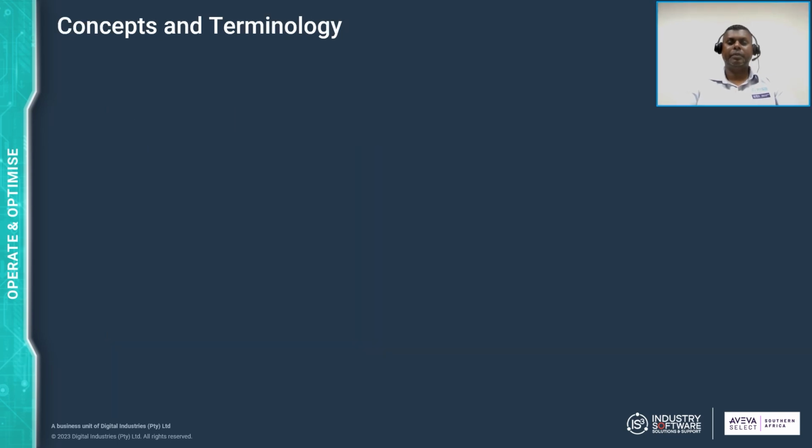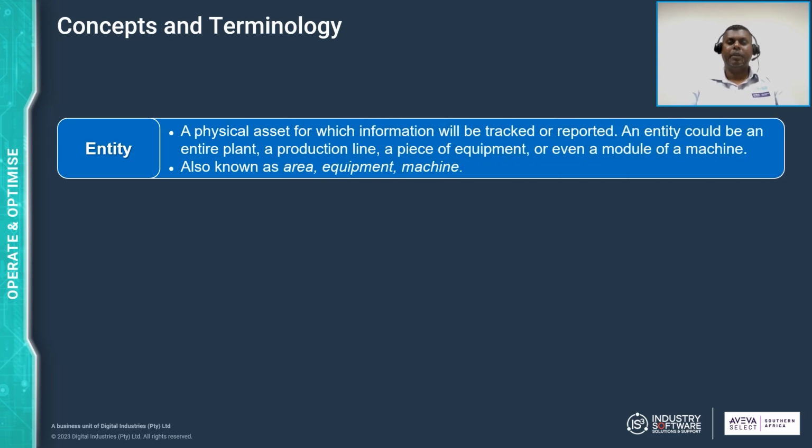Concepts and terminology. Entity. An entity is a physical asset for which information will be tracked or reported. An entity could be an entire plant, a production line, a piece of equipment, or even a module of a machine, also known as an area, equipment, or a machine.